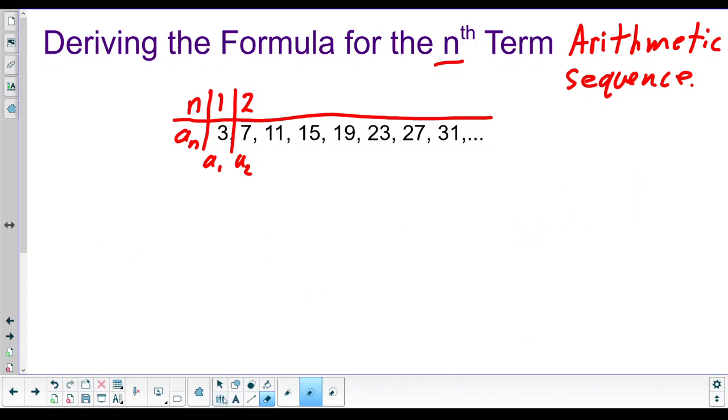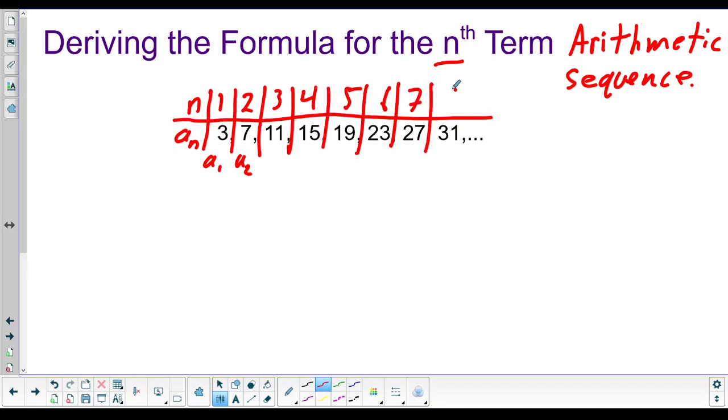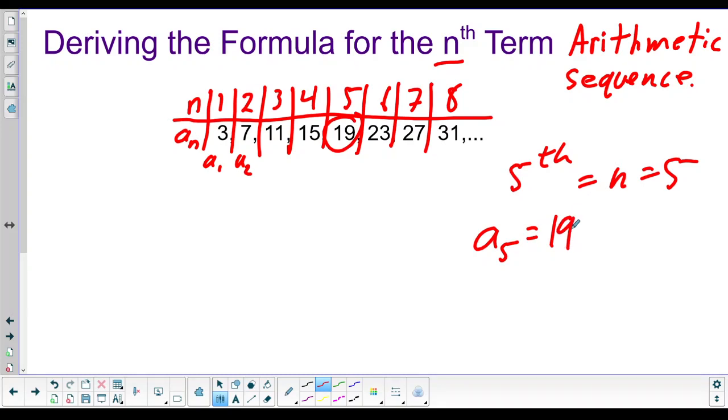n is just our term number. It's telling us which term in the list we're on. And then a with a subscript, the subscript is going to tell us which number we're on. It's n. And the a is just telling us the value of the number in that position, right? So if we keep going, it would look kind of like this. If I said, what is the fifth term, that means n equals 5. So you go look at the fifth term in the list, and we're looking for 19, right? So a5 would equal 19. And that's kind of what we're talking about.